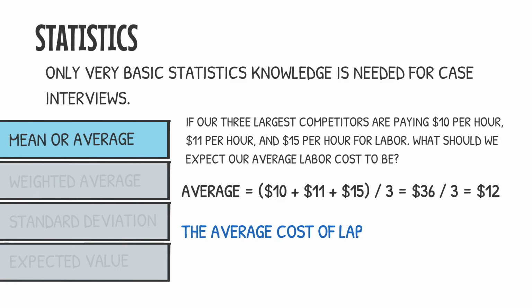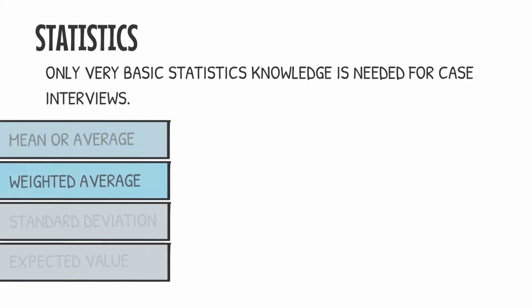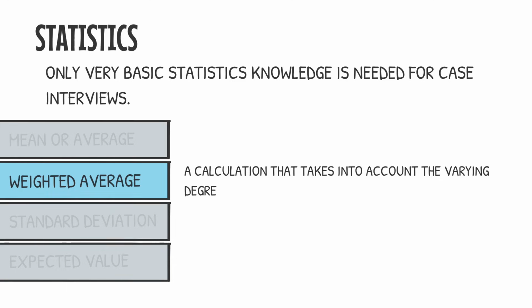So, the average cost of labor is $12 per hour. You should also be able to calculate a weighted average, which is a calculation that takes into account the varying degrees of importance of numbers in a dataset.